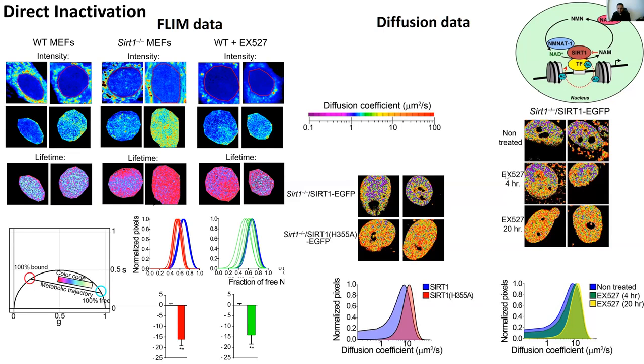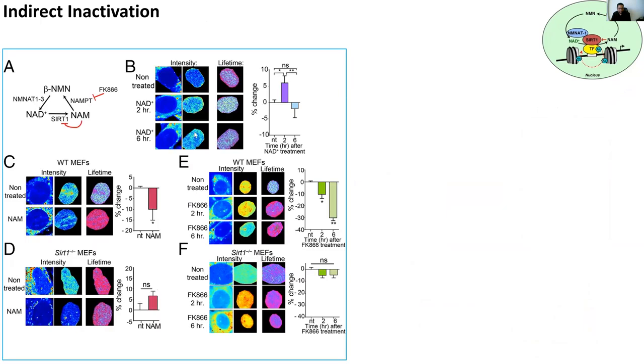Similarly, if we do the same thing with the drug, as a function of how much time the drug has to interact, it starts going away again. So this was our direct control experiments, which correlated our FLIM data with our diffusion data. Now we went back and looked at the indirect inactivation.